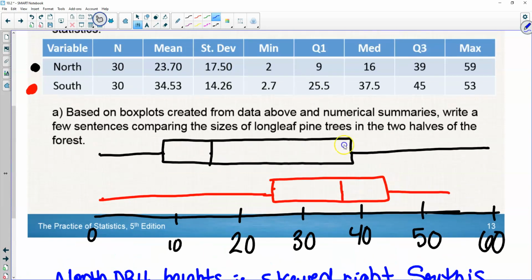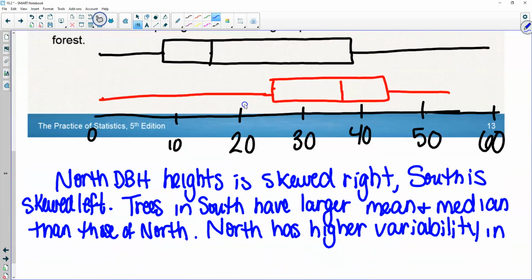Let's go back up and look at standard deviation as well. Yep. IQR, standard deviation, and range.